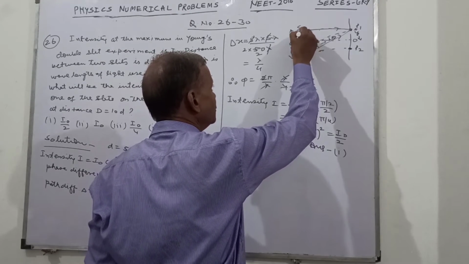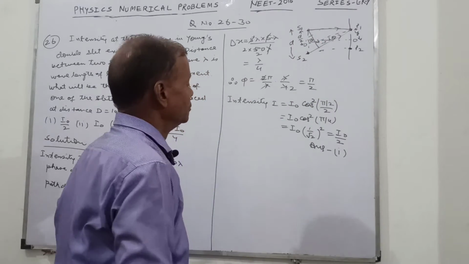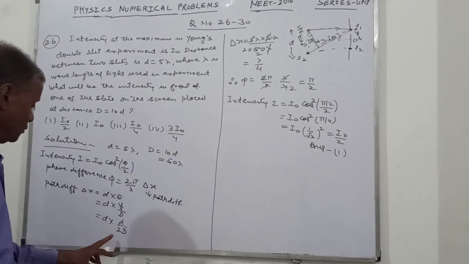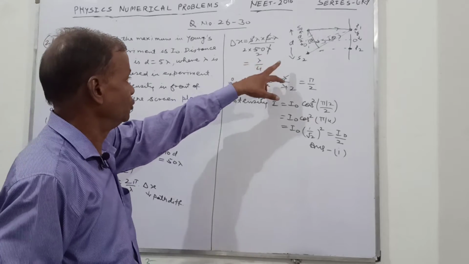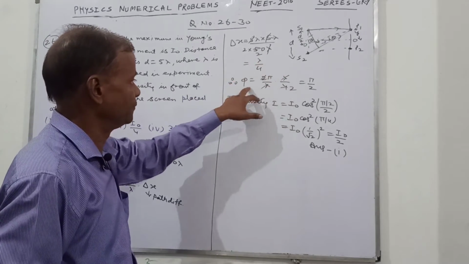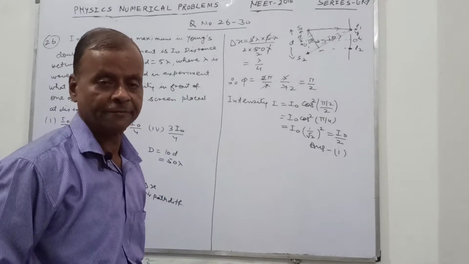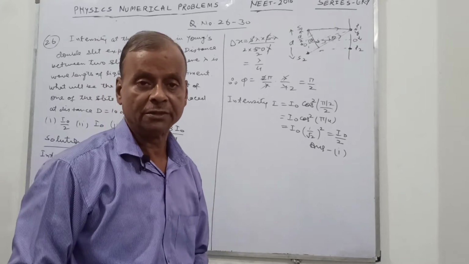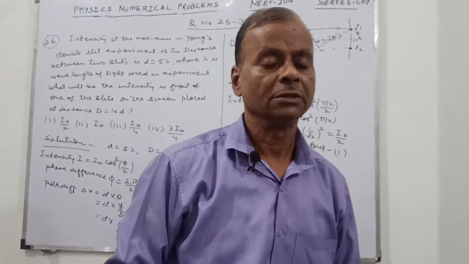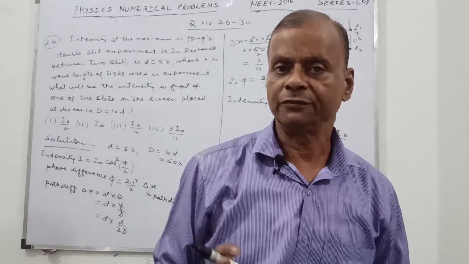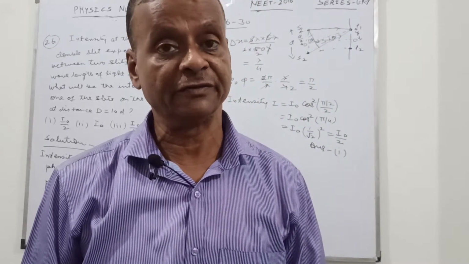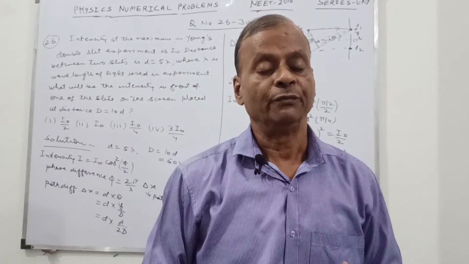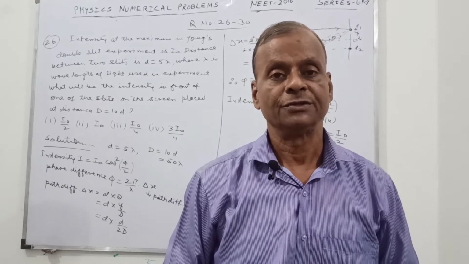This is d by 2. So in place of y, we write down d upon 2 and then put the value, then find the phi and the intensity. And also remember, if suppose this question is given in either way, what is the value of d, what is the value of capital D?